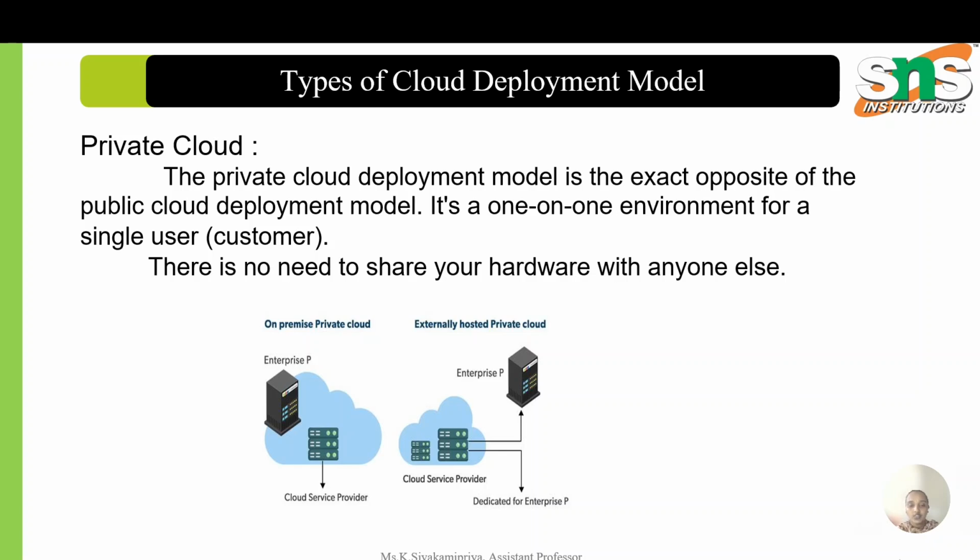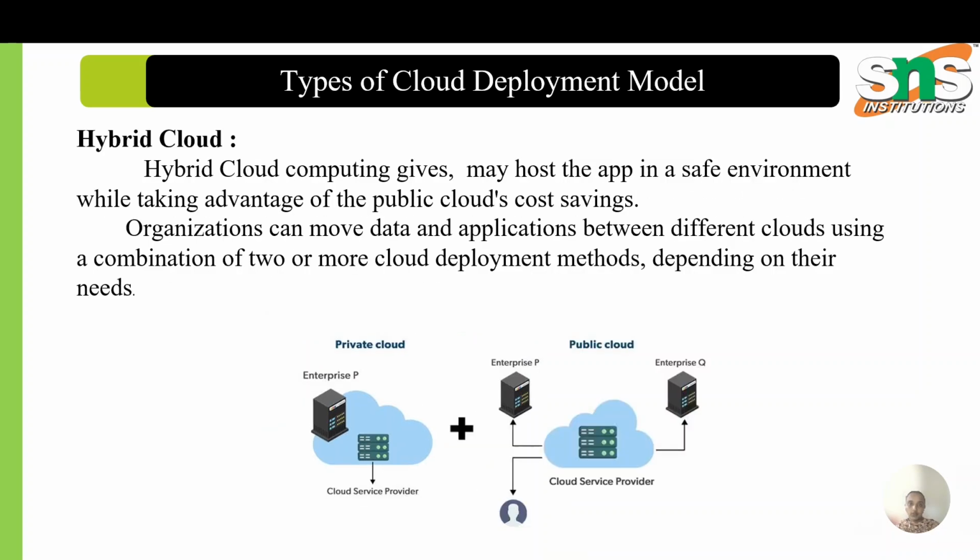Here there are two users, so two cloud service providers. Enterprise A gets its data from one cloud service provider, and the other enterprise gets its data from another cloud service provider. Each service provider has its own server. That is called a private cloud deployment model.